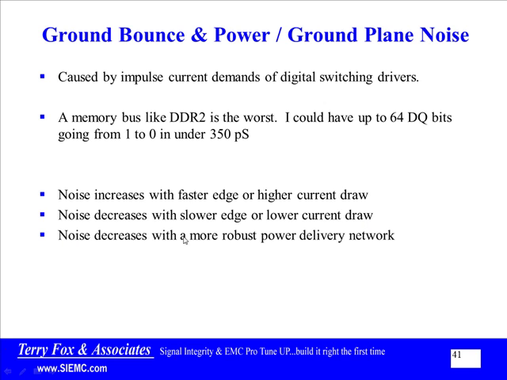Now, noise will also decrease with a more robust power delivery network. So if I could look at the impedance of the power delivery network as a function of frequency, if that impedance was a tenth of an ohm, that would have far less noise than if the impedance was 1 ohm. Okay, the tenth of an ohm impedance between power and ground across a wide frequency range will have significantly less noise than if that impedance between power and ground was, say, an ohm instead of a tenth of an ohm.